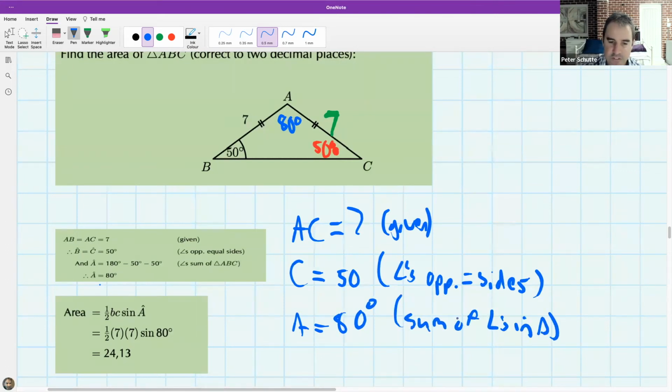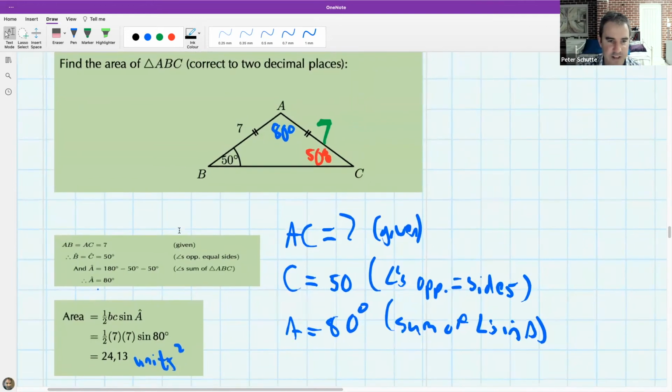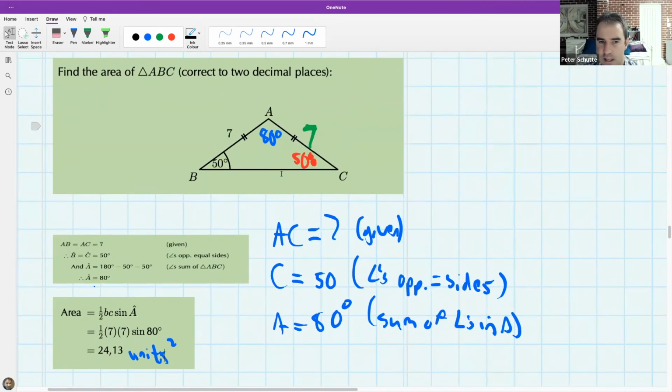So don't forget that you're perfectly right doing the maths, and you can see the rule, but if you deduce a fact, you do have to give a reason. I just want to point that out. But I'm pretty sure it's 24.13 units squared because it's an area. Okay, now that was quite a bit harder. Give me a thumbs up if you're still feeling good. Give me a thumbs down if you're feeling a bit lost.